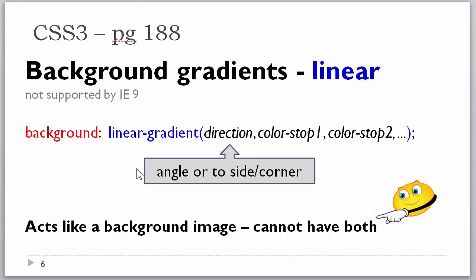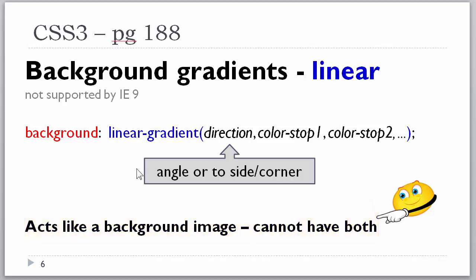Alright, the one thing I would like to point out from the beginning is that a background gradient acts similar to a background image, meaning you can't have both. It's going to be one or the other. So if you code in a background image and then a background gradient and then a background image, the image will take precedence if that is the way your CSS is written.